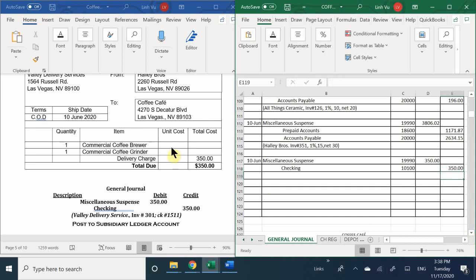All right. And of course, I'm going to fill in the rest of my description with the vendor. Vendor's name, Valley Delivery Service. Invoice number 301. And I wrote a check number 1511.